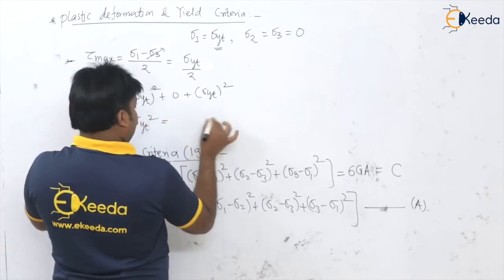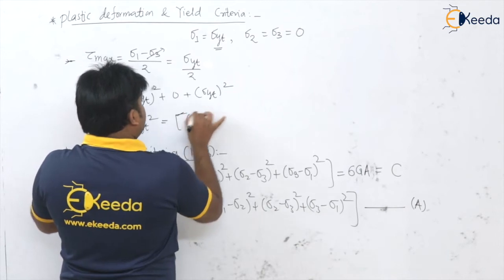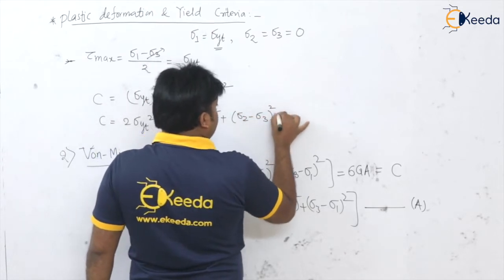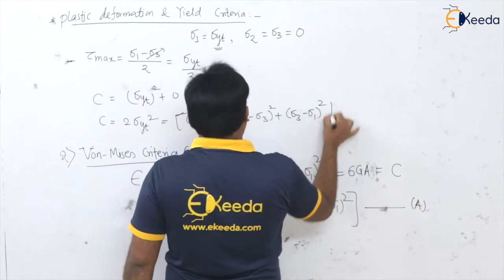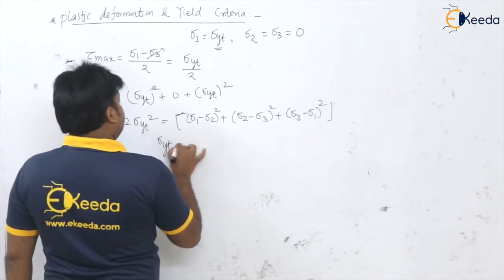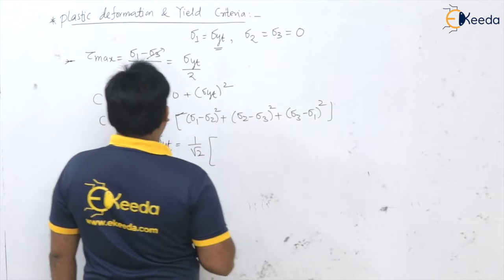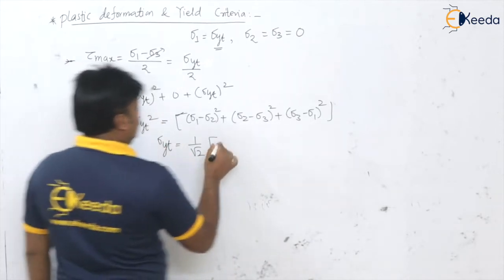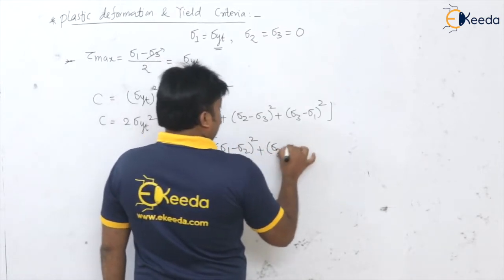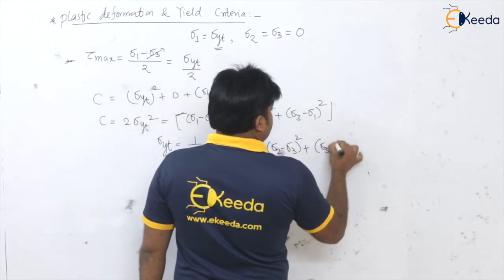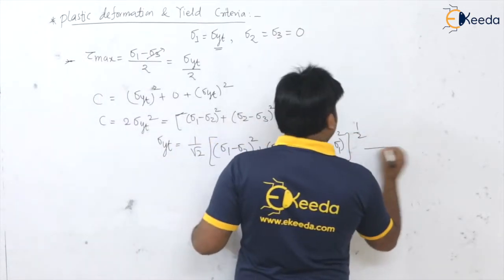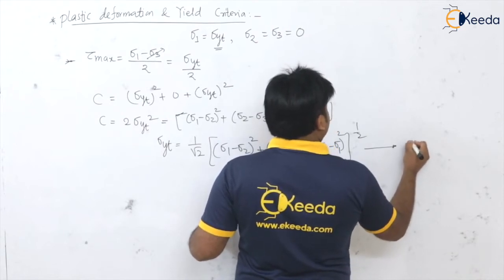This C is equal to (sigma 1 minus sigma 2) whole square plus (sigma 2 minus sigma 3) whole square plus (sigma 3 minus sigma 1) whole square. And that is, I can write here sigma yt is equal to 1 upon root 2 into bracket, taking the square root, (sigma 1 minus sigma 2) whole square plus (sigma 2 minus sigma 3) whole square plus (sigma 3 minus sigma 1) whole square, to the power half. So we'll get one more very important equation, say this is capital B.